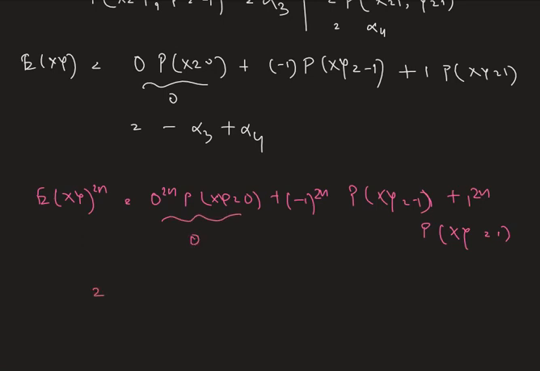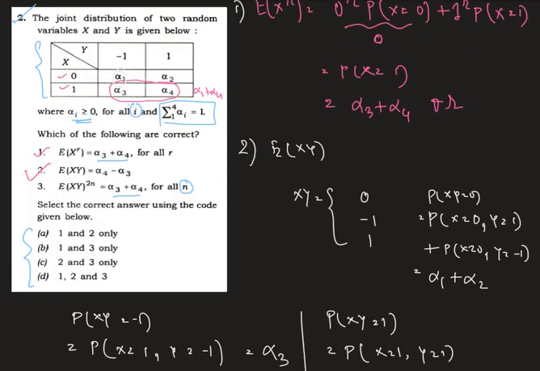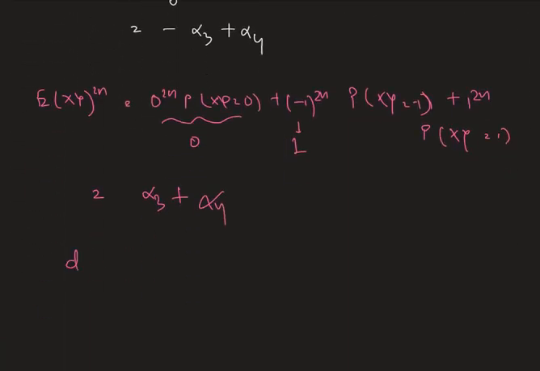Now as n is an integer, minus 1 to the power 2n, where 2n is an even number, results in plus 1. So probability of xy equals minus 1 is alpha 3 and probability of xy equals 1 is alpha 4. Therefore this results in alpha 3 plus alpha 4 for all n. Therefore statement 3 is also correct. So from the given four options, the right option will be option D, that is 1, 2, 3, all statements are correct.